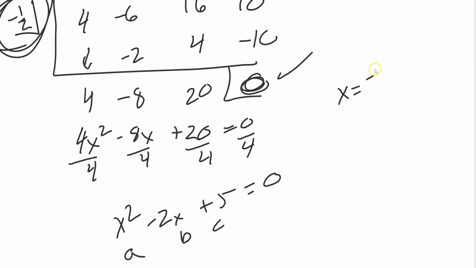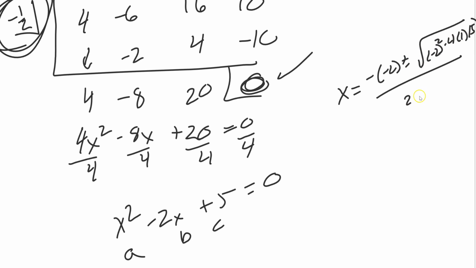x equals negative b plus or minus the square root of b squared minus 4a times c, all over 2a. So I get 2 plus or minus the square root of, this is 4 minus 20, so negative 16.